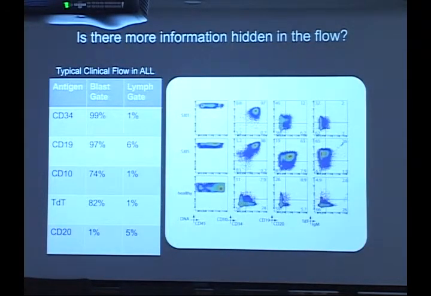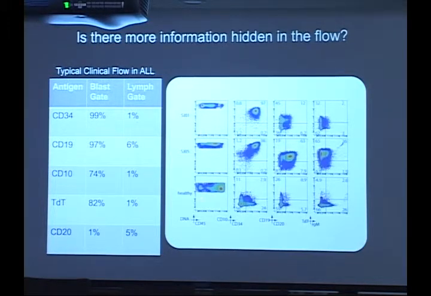The question I really had, and I came into this backwards, is that I was interested in the ALL, but then we did the B cell work, and now it's going back to the ALL, but it worked out well because it educated my approach to the ALL. Typically, as a clinician, when a patient comes in with ALL, they get diagnostic flow, I get the report, and what do I do with it? I see in the blast gate, oh, they express 34, they express 19, they express 10, or TDT, and I can say, okay, this looks like B-cell precursor ALL, you're going to get this therapy, and I don't really ever think about the flow again unless they relapse. But the question really is: is there more information hidden there?